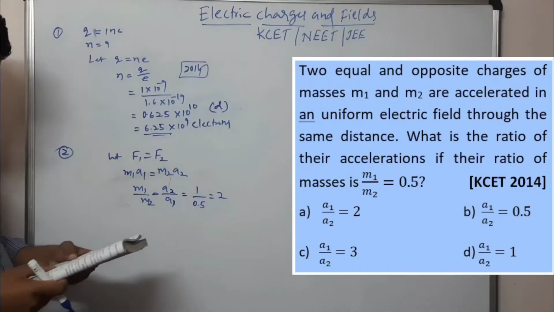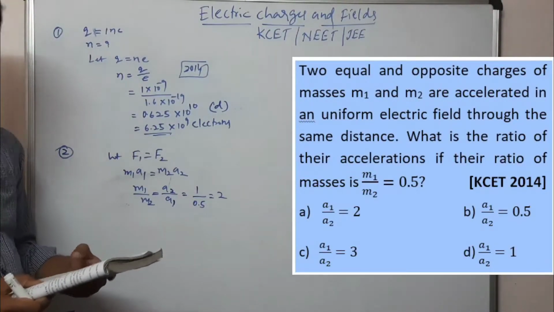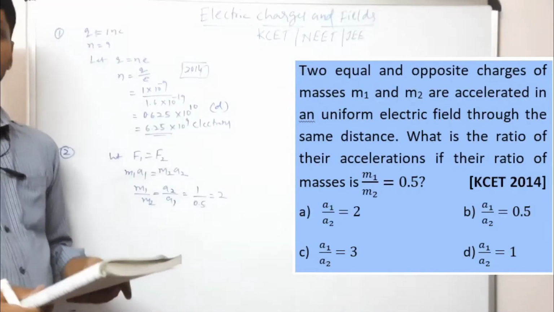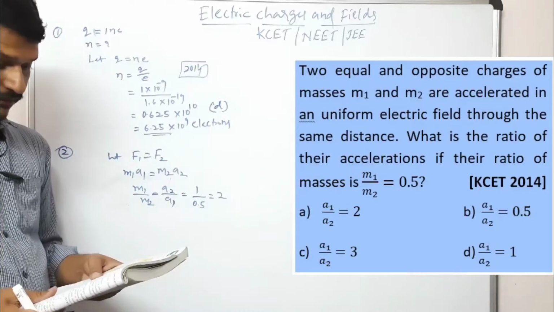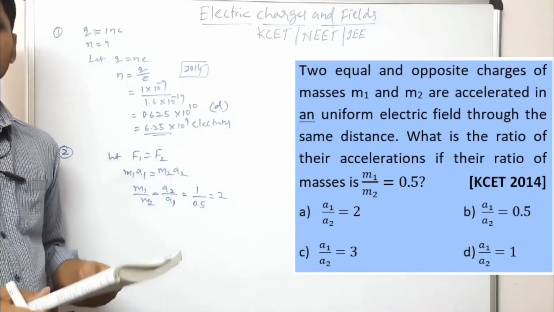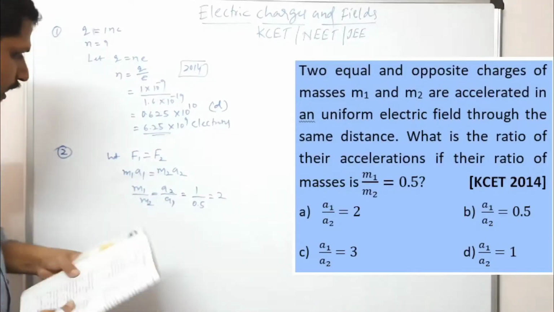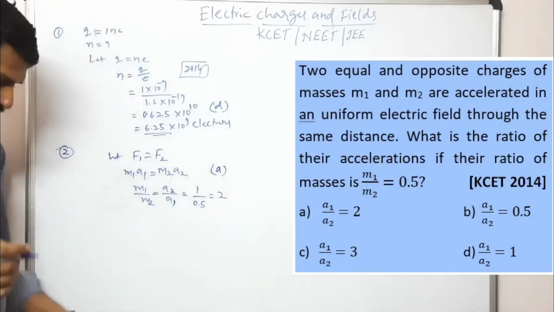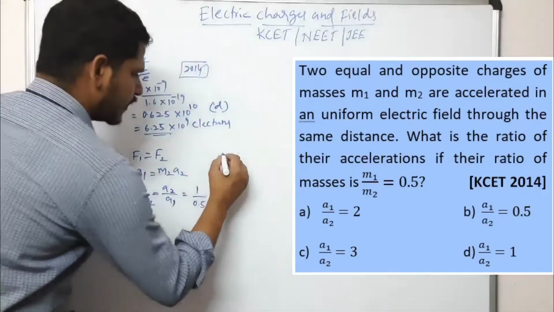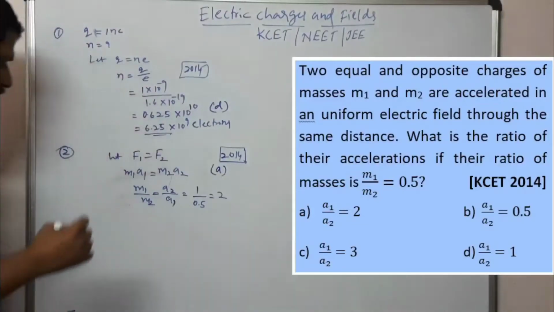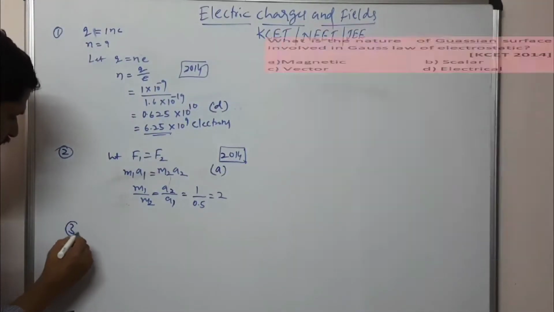Here the first option is A1 by A2 equals 2. Second option is A1 by A2 equals 0.5. Third option is A1 by A2 equals 3. Fourth option is A1 by A2 equals 1. So according to the given options, A is the correct answer. This has also appeared in 2014. Important. So next one, the third one.